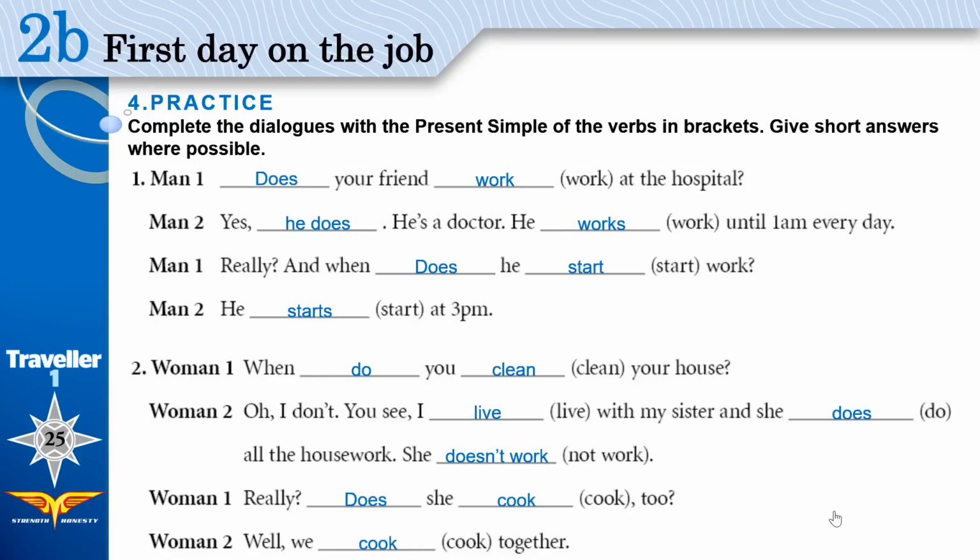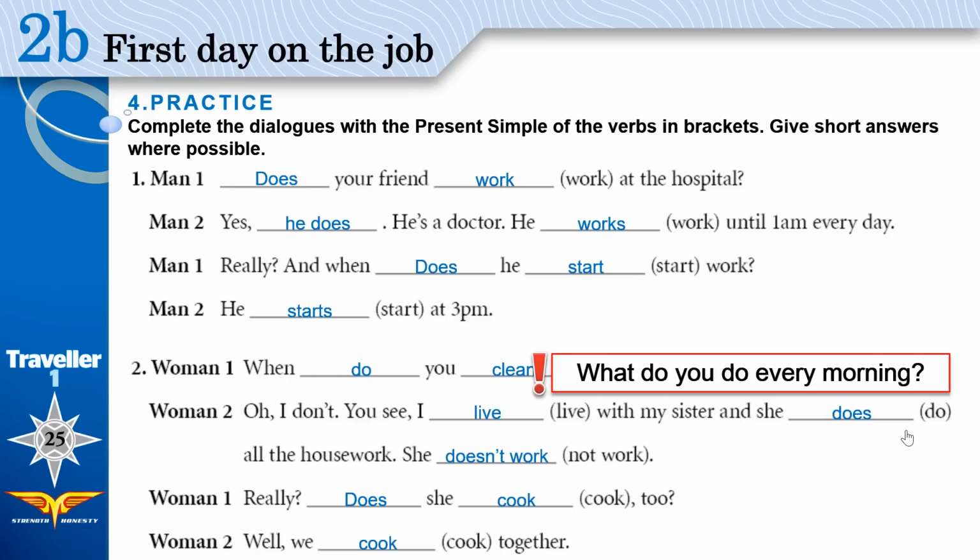Before we leave, there is something I want you to notice. We used do here as the main verb, not as an auxiliary verb. Look at this question. What do you do every morning? This question is in the present simple. What do you do in the morning? Do you go to school? Do you have breakfast? What do you do every morning when you wake up? This do here is the main verb.